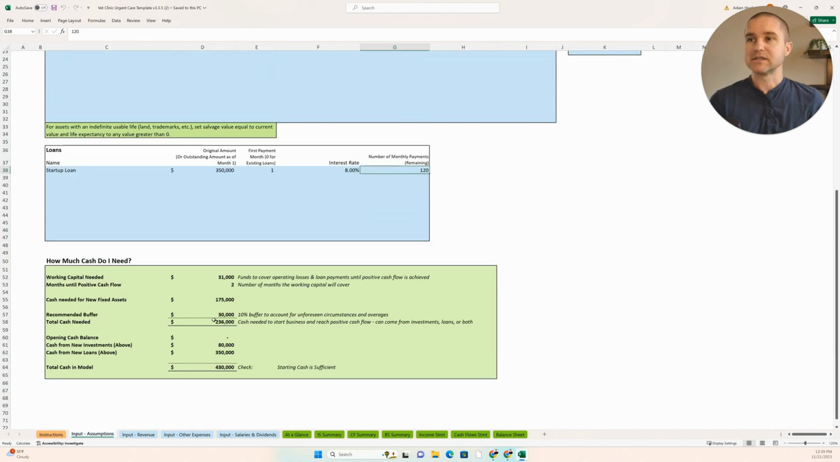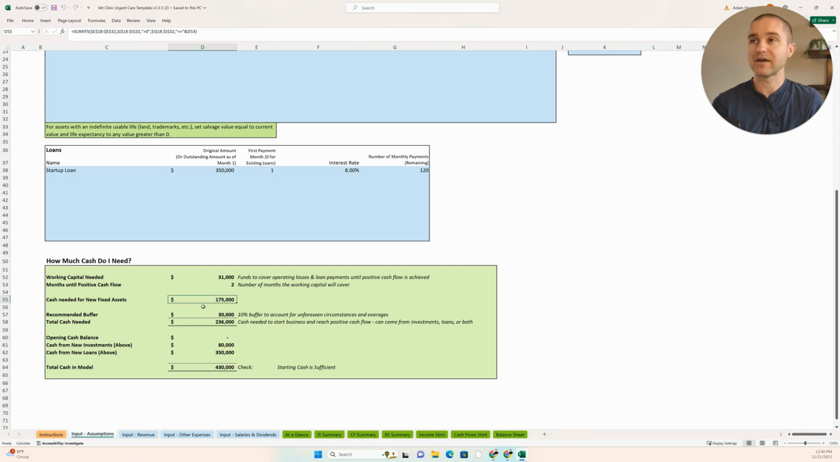And then you'll come down to this green table, and we're going to need to come back to this after we enter the rest of our assumptions. But the main takeaway here is that this is trying to estimate how much cash you need to reach a break-even point where you're cash flow positive. And so this is estimating that it's going to take 2 months for you to reach a cash flow positive point in your business. And so it thinks you need $31,000. The model projects that you need $31,000 to cover your expenses during those first couple months. So that's your working capital need.